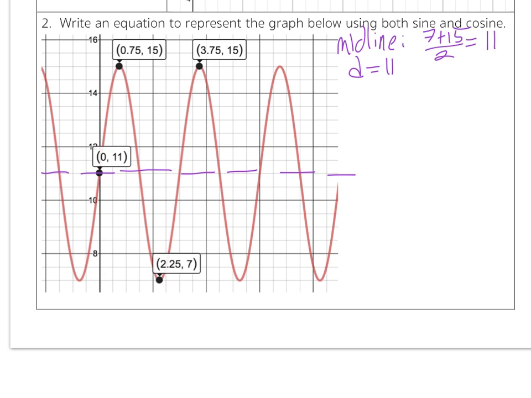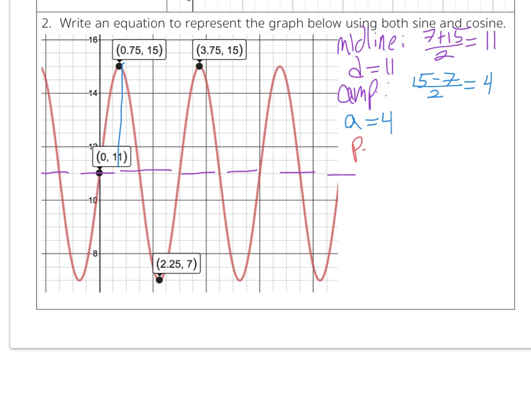That's my d value. Second thing I've got to do is amplitude. My amplitude I'm going to get from looking at how high we're going from the middle up to the top, or looking at the difference of the highest and lowest points and cutting that in half. In this case, that'd be 4. So my a value is going to be 4.